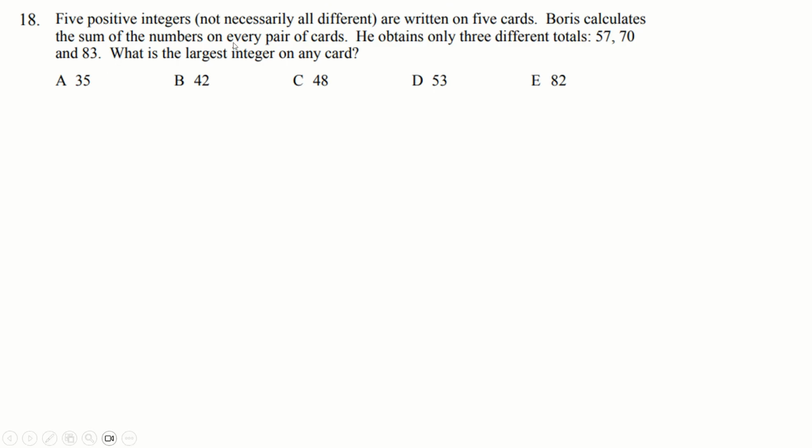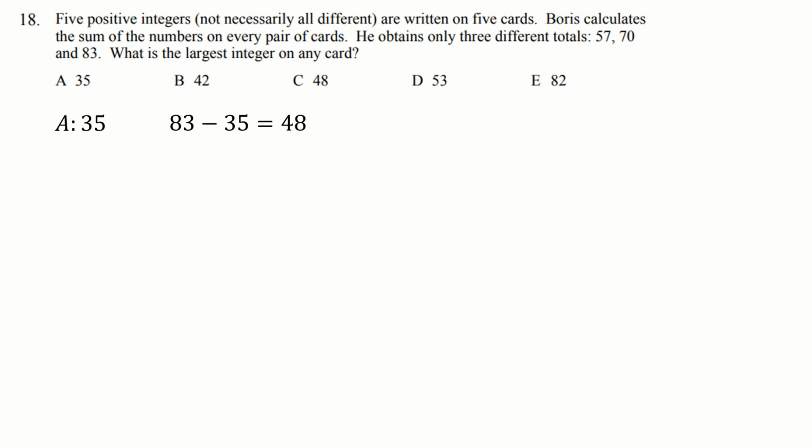Question 18 then. So 5 integers, not necessarily different, written on cards, and we get these totals here. Now, this is where we're going to test some answers. Let's pretend that the largest integer on the card is 18. Sorry, is 35. Of course, it's got to add with something to make 83, but 83 minus 35 is 48, and that's a contradiction.